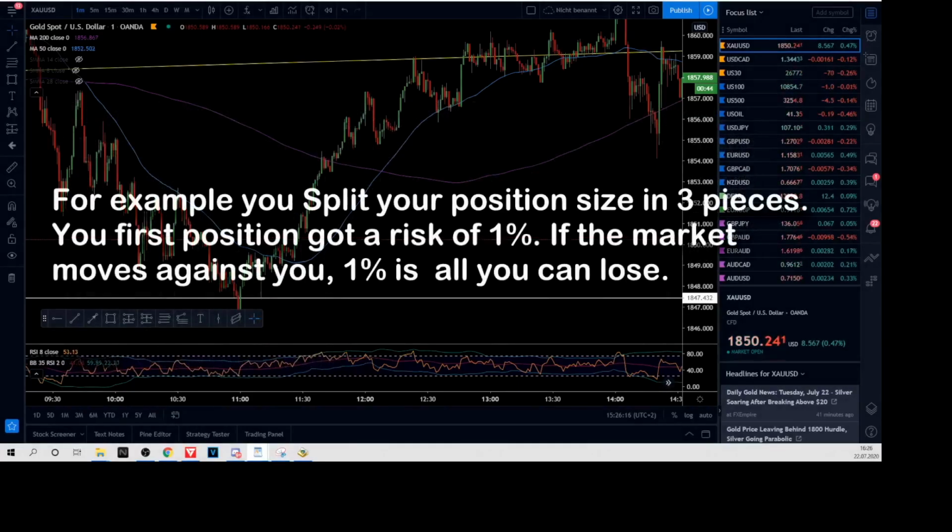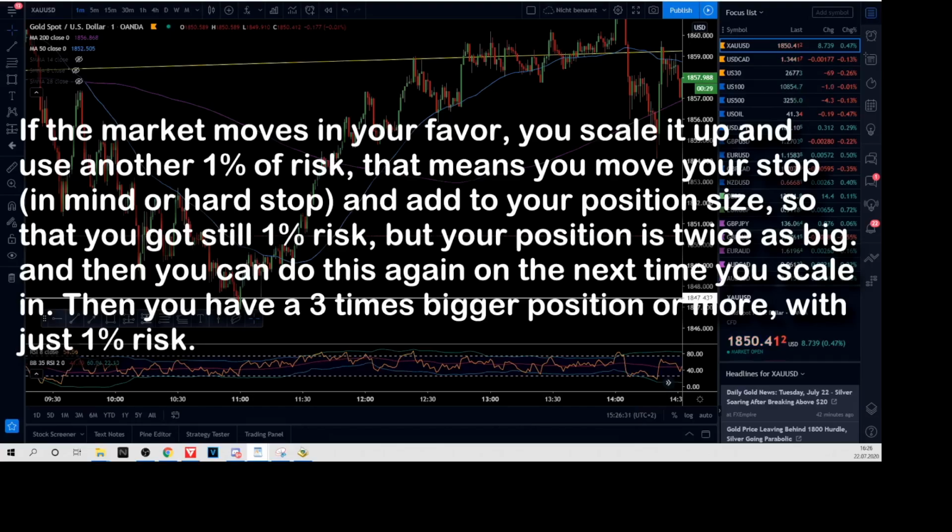For example, you split your position size in 3 pieces. Your first position got a risk of 1%, okay? If the market moves against you, 1% is all you can lose. But if the market moves in your favor, you scale it up and use another 1% of risk. That means you move your stop in mind, or you use a hard stop, okay? You can use your stop in mind when you close manually, or you can use a hard stop as well. I don't like hard stops because the broker hunts them, and many times I use the stop just in mind. I use a hard stop when I'm not 100% focused on the charts, like when I'm talking to my students or when I'm doing other stuff.